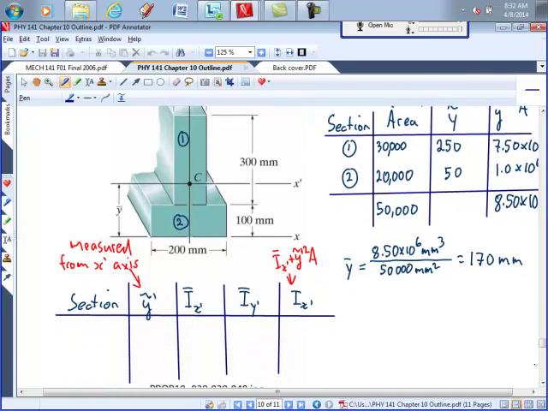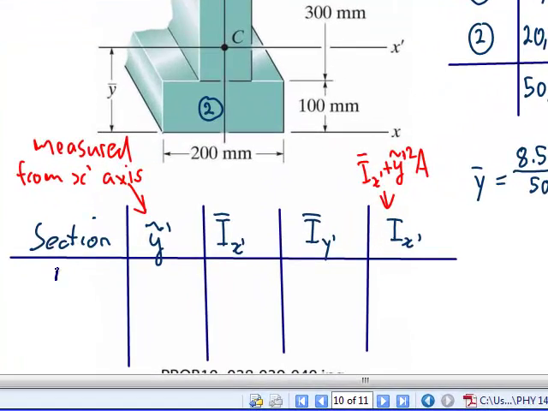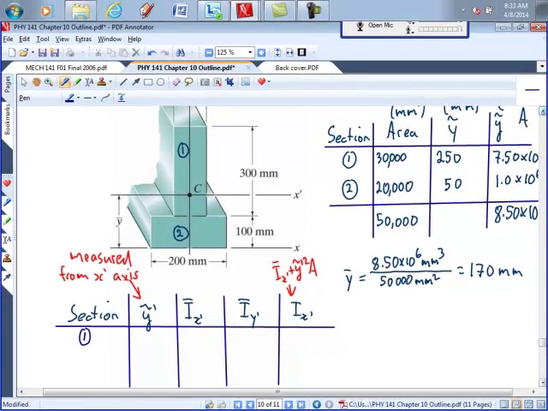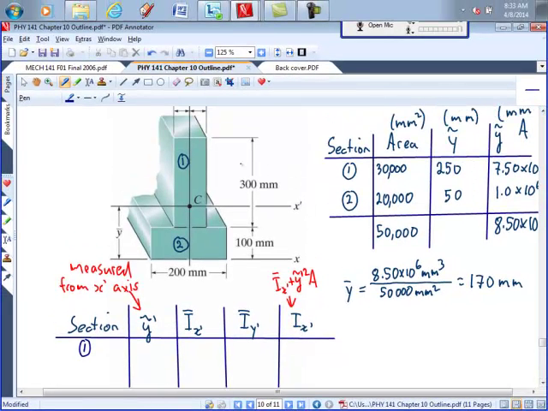And now we're ready to fill in the second table. It's not a very big table, there's only two sections. So where is y bar prime going to be? That's going to be the location of the center of each section measured from the x prime axis. No, not 0, because it's the center of each section.